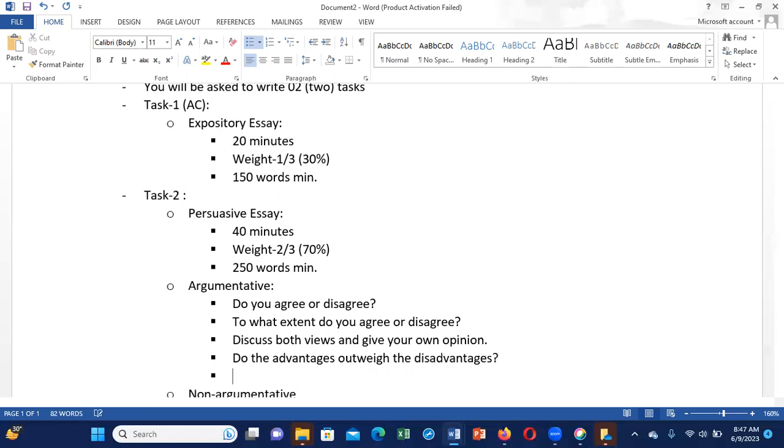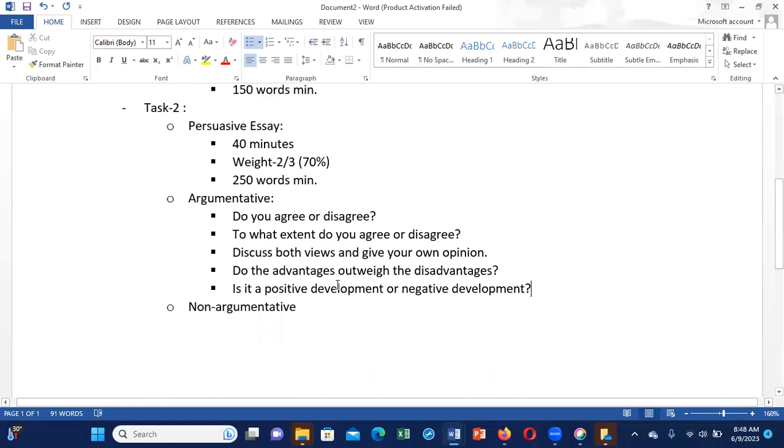Okay, and the last one they may give you is: is it a positive or negative development? So you can say, is it a positive development or negative development? Okay, that's all right. And for the argument, it means you need to give your opinion, your own voice.